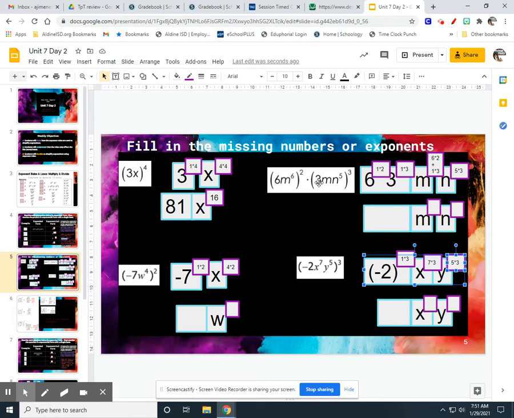Now I did a plus sign. Why did I do a plus sign? Because remember, they're being multiplied. Multiplying exponents, multiplying variables means that you add their exponents. So I put plus, and in the second parentheses, I have 1 times 3.